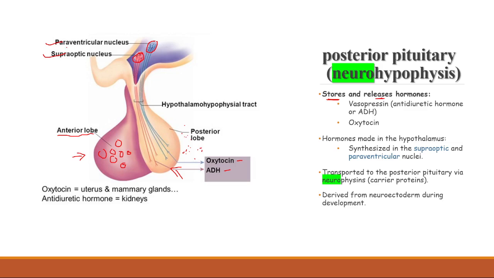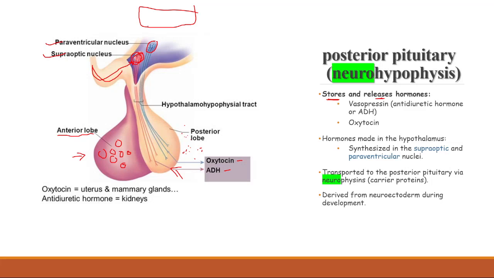And you have to know that it's paraventricular and supraoptic. And supraoptic means above the optic chiasma. This is the optic chiasma, okay? So supraoptic means above the optic chiasma. And paraventricular, there's a ventricle over there. So it's paraventricular, it's beside the ventricles of the brain, right? Which are fluid-filled spaces, as you guys know.